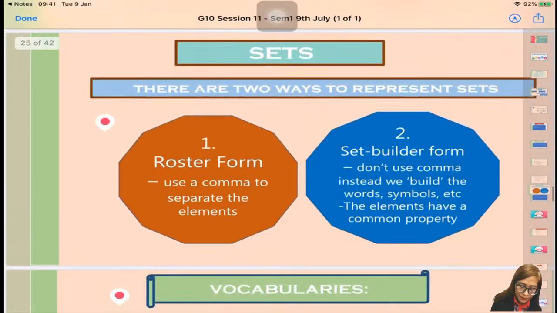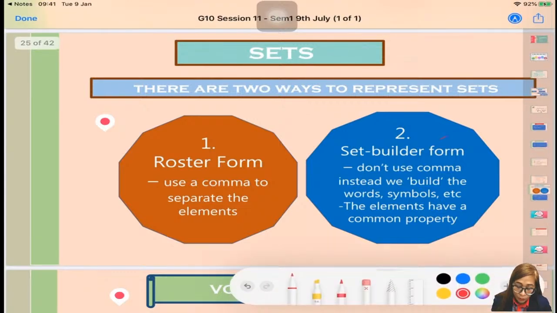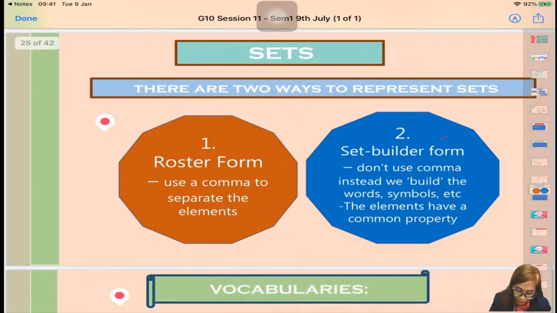Next is this. What are the two ways to represent sets? So the first we have here is roster form. We use a comma to write the members of the set. The second one is set builder form. So we do not use a comma for this. We just build the words, symbols, etc. The elements have a common property. So let's have the vocabulary. Okay.